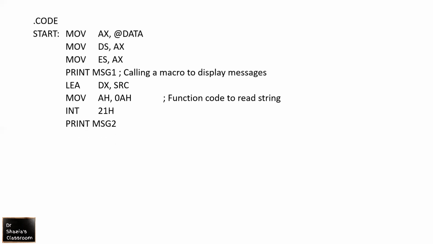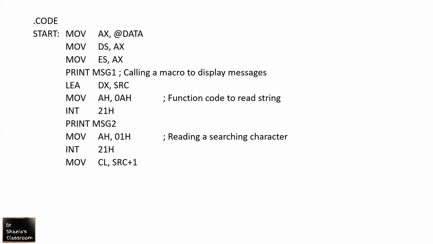Then we are going to print message 2. Again, I am calling the macro. I'm using the macro. The name print will be replaced by the set of instructions you have written under the macro, and the variable which is going to be passed to the macro is message 2. So in message 2 you have to read a character, the searching character. As I am going to enter a single character, I am using MOV AH, 01, INT 21 to read a character.